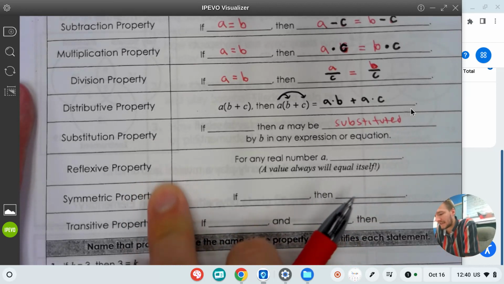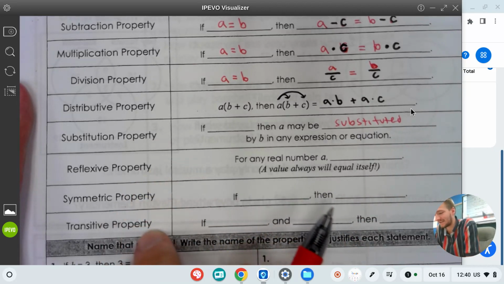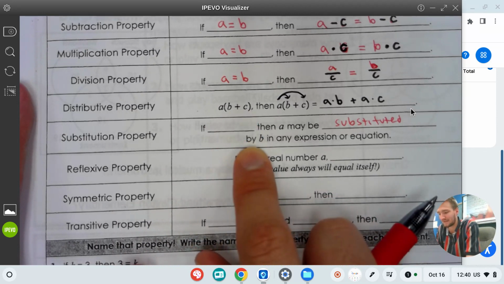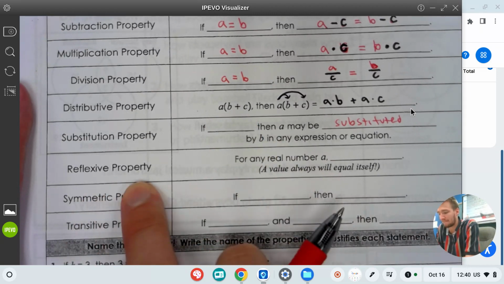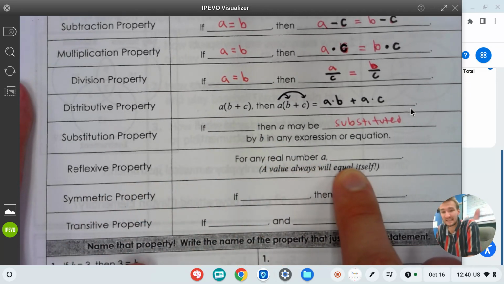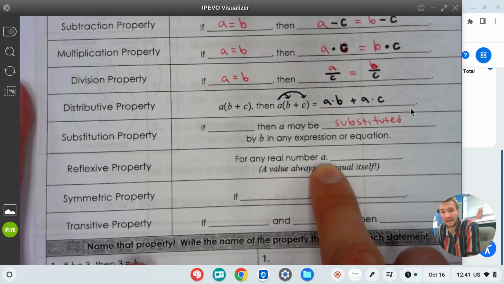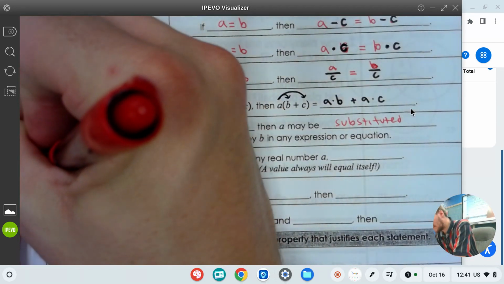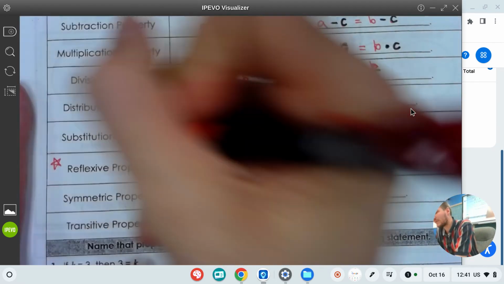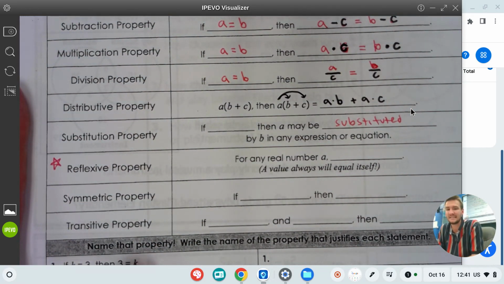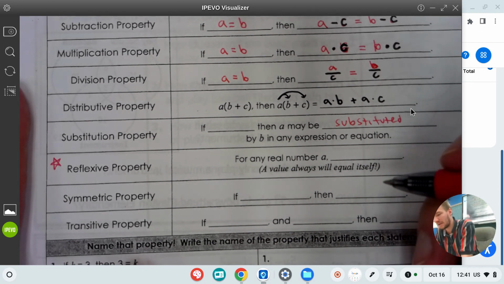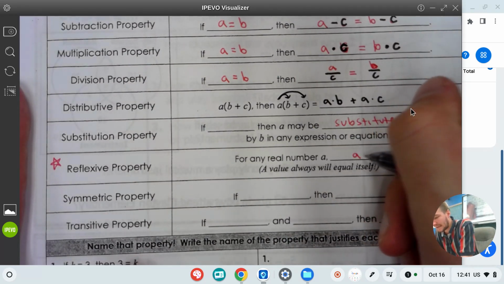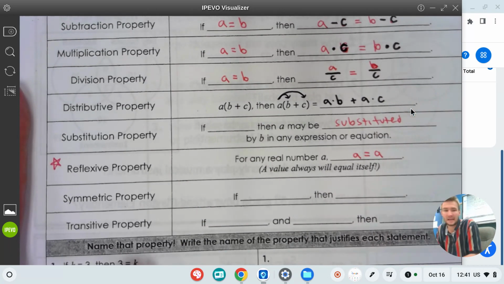The last three are reflexive, symmetric, and transitive. I'm not quite sure how they want us to set this one up, but whatever. Reflexive is as easy as it gets. For any real number, a value always equals itself. This is the one that is so desperately, stupidly easy that it ends up being the hardest one. For any real number, a equals a.